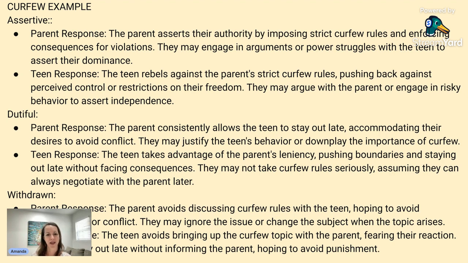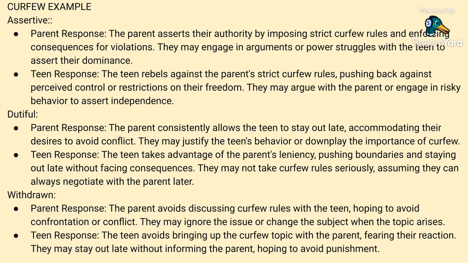All right, and then we have the dutiful parent. If the parent's dutiful, they can consistently allow the teen to stay out late, accommodating their desires to avoid conflict. They may justify the teen's behavior or downplay the importance of the curfew. And the teen could then take advantage of the parent's leniency, pushing boundaries and staying out late without facing consequences. They may not take curfew rules seriously, assuming they can always negotiate with their parent later.